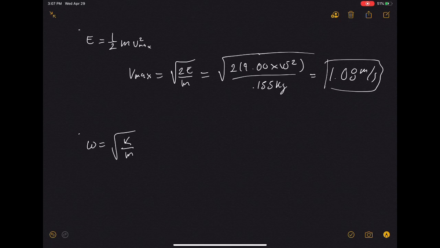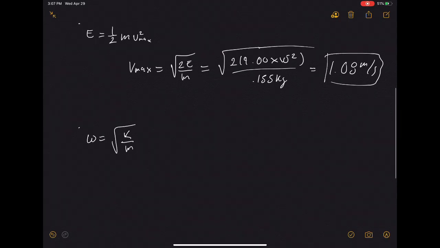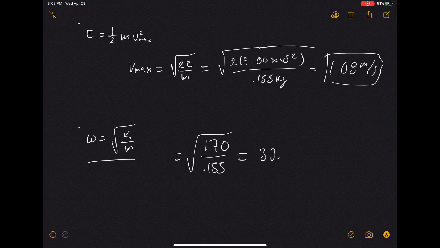That's your max velocity. And the final part is asking what is the angular frequency of the oscillations. So we're just going to use the oscillation formula, which is that one. And then we just plug in the numbers that we already got since the beginning. So 170 over the mass in kilograms, 0.155, so that's going to be 33.1 radians per second. And that's it.